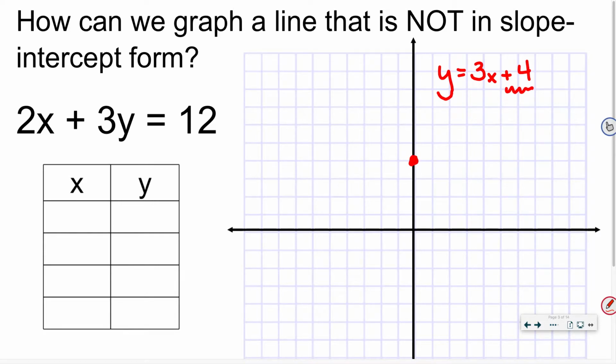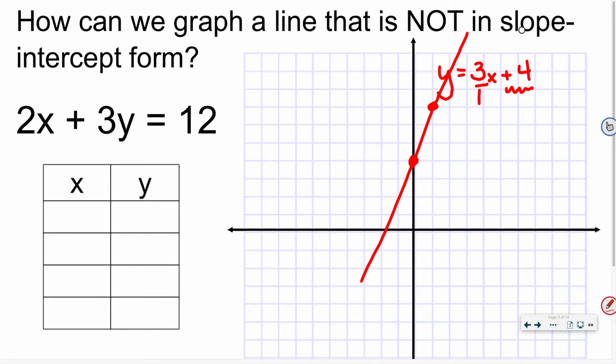So there's my y-intercept. And how do I get another point on the graph? I'm going to use the slope. How am I using the slope to go from this point to my next point? What is the slope? 3. The slope is 3, which means how am I moving? Up 3 over 1. This number here, if you need to make it into a fraction to really see that rise over run, you can do that. If I have this second point, I now have my line, and I'm good.